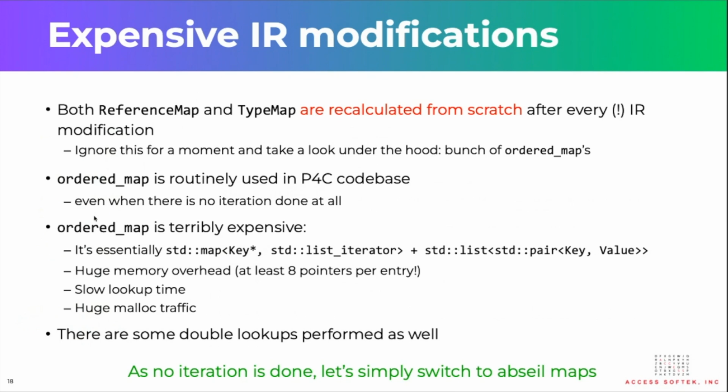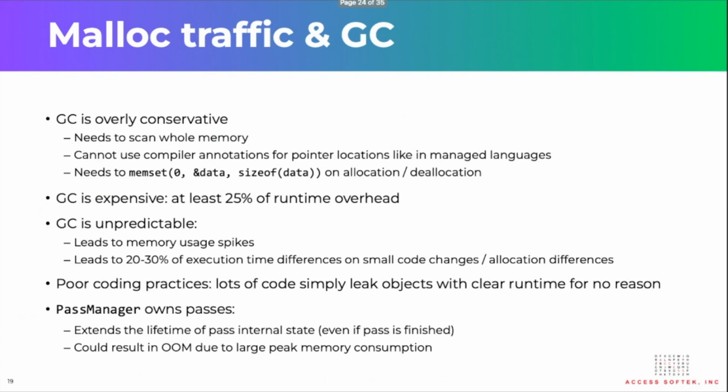It's essentially an ordinary map plus a list. It has huge overhead: you have at least 8 pointers of overhead per single entry. So it does lots of memory allocations. It has slow lookup time. Plus, as it turned out, there is no iteration at all over these maps, meaning that we don't need an ordered map at all.